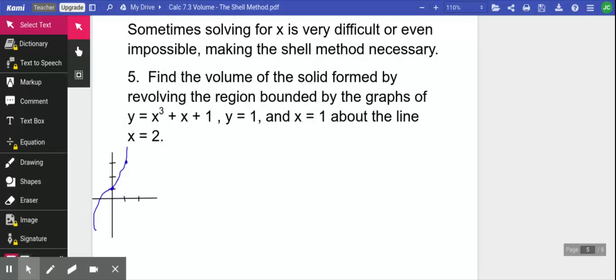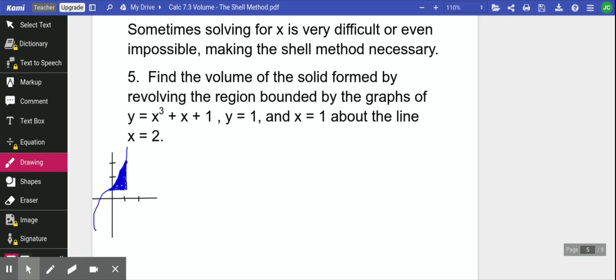So we want to find the volume of the solid formed by revolving the region bounded by the graphs of, our first one is y equals x cubed plus x plus 1. I've already used Desmos to graph that and sketched it here so we can see it. Y equals 1, which is going to be this line. X equals 1, which is here. So this is the region that we're talking about. I'm going to fill that in real nice so we can see it, and try and smooth that out. It was a little sloppy there.